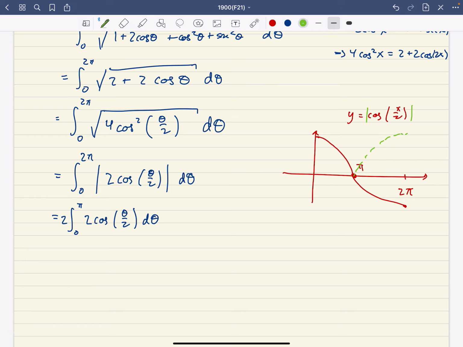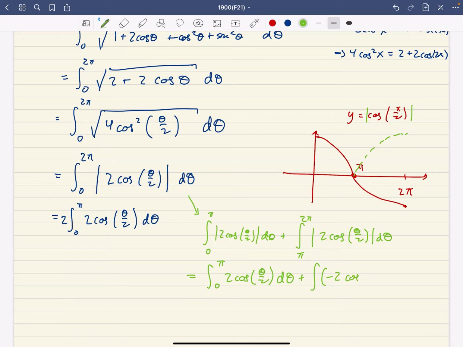Another way to deal with it, if you didn't like that symmetry argument, is you can break this up into the integral from 0 to pi, so we have 2 cosine theta over 2 d theta, plus the integral from pi to 2 pi of the absolute value of 2 cosine theta over 2. And the function's going to be positive in the first half, so it's the integral from 0 to pi of 2 cosine of theta over 2. It's going to be negative in the second half, so it's going to be negative 2 cosine of theta over 2 from pi to 2 pi. And you'll see that you'll get the same answer. I'm just going to use the symmetry argument since we've already written that out.